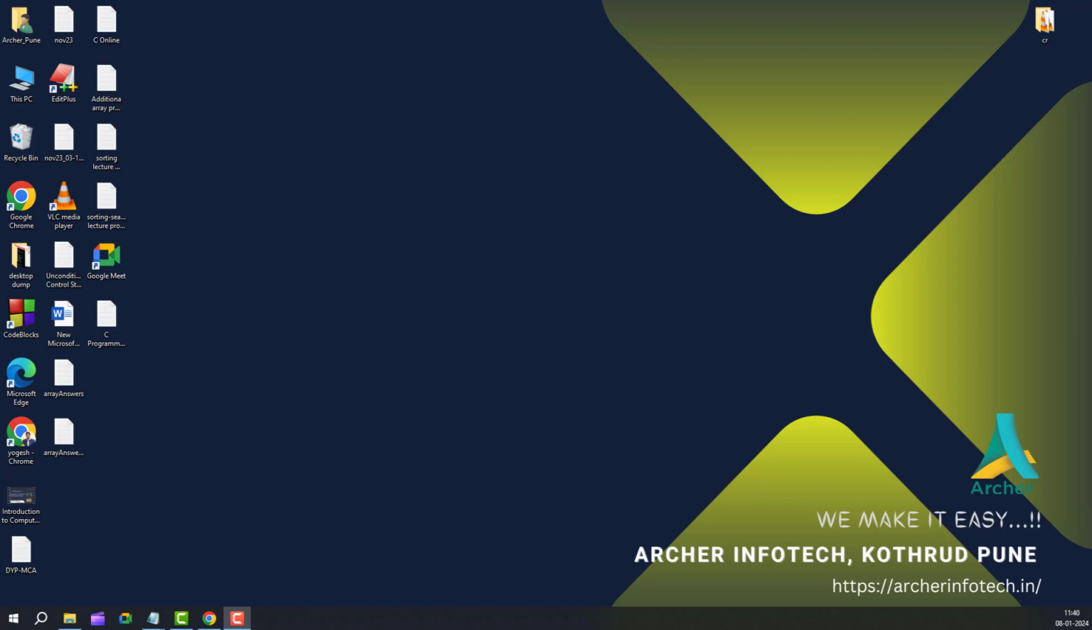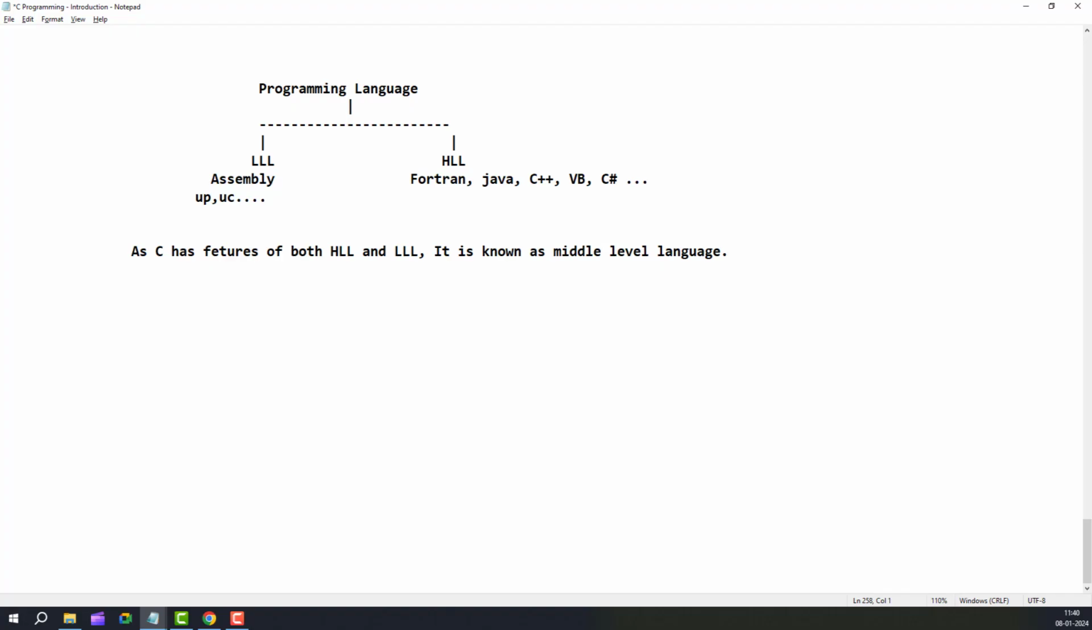And after that, we have seen different types of languages and where C stands. Now today we'll continue further and we'll see some fundamental concepts in the C programming. So let's start with the history of C programming.